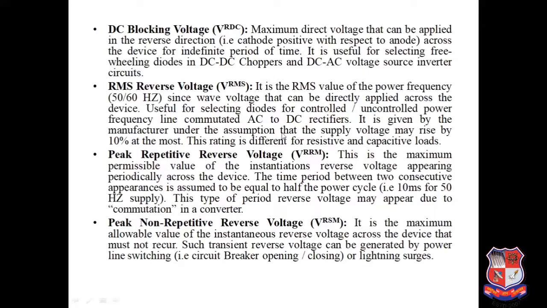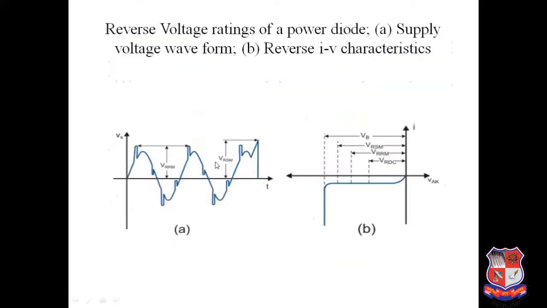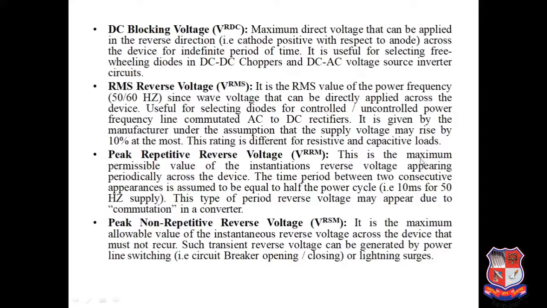Okay, so this is nothing but the VRMS. Now, peak repetitive reverse voltage is the maximum permissible value of instantaneous reverse voltage appearing periodically across the devices, and the time period between two consecutive appearances is assumed to be equal to half of the power cycle. This type of periodic reverse voltage may appear due to the commutation in a converter.